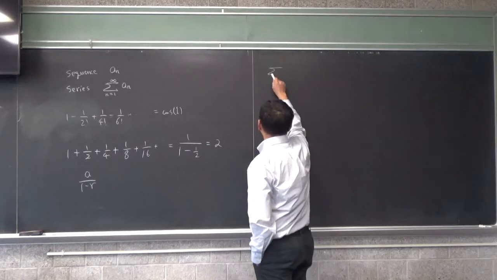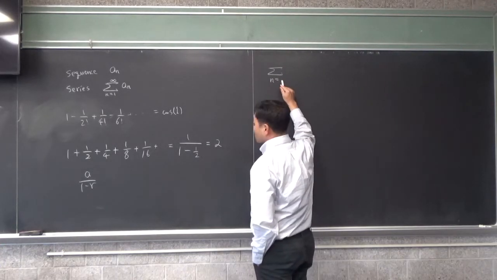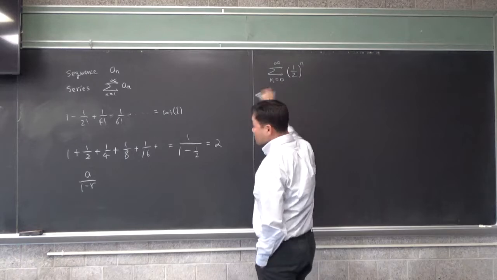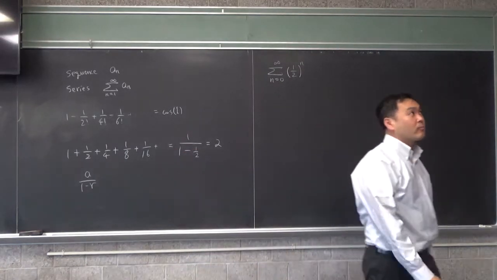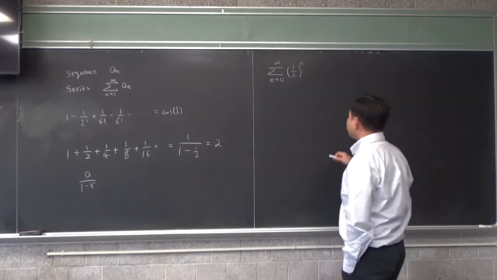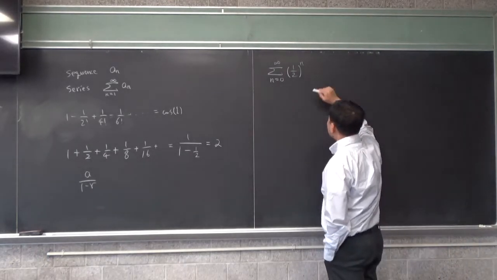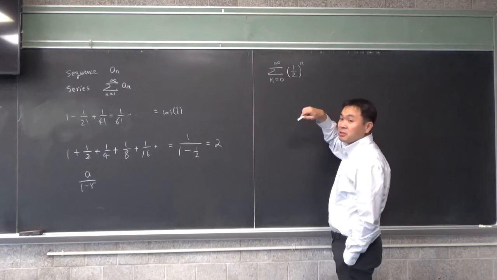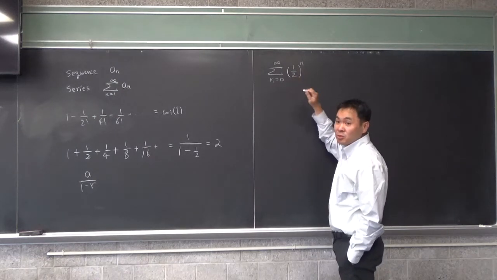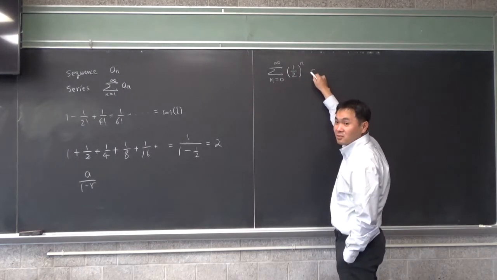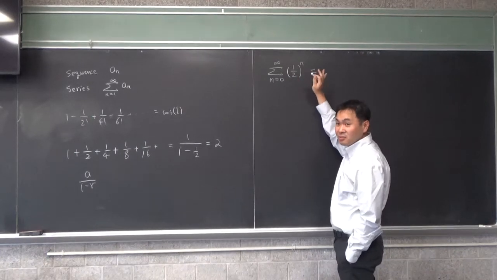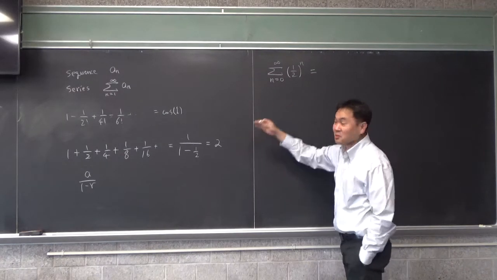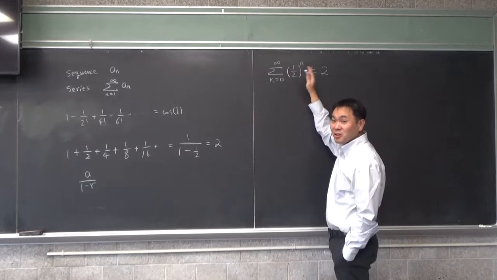So let's talk about this one: the summation of n equals 0 to infinity of 1/2 to the nth power. That's this series. And I want to talk about the limit of the series and the limit of the sequence. When I say limit of the series, I mean the entire sum, right? What's the limit of the series again? The summation is 2. If you add them up, you get 2, okay?